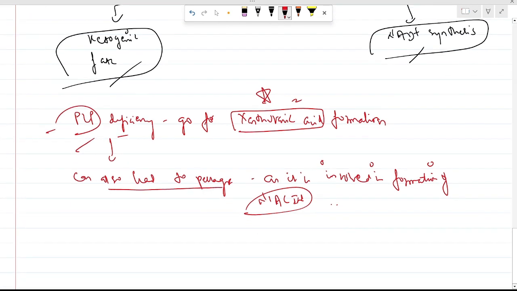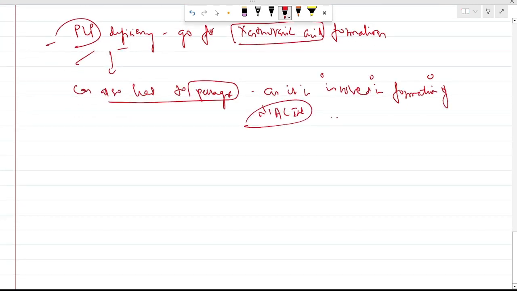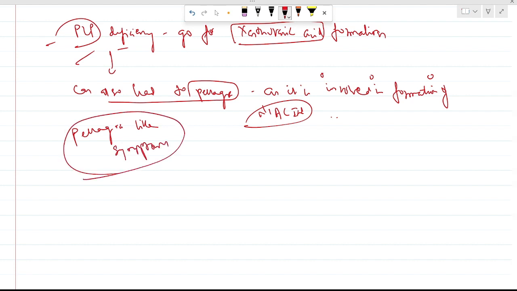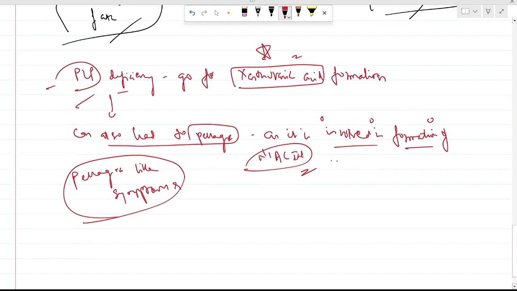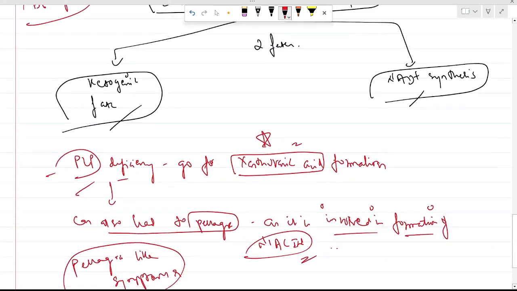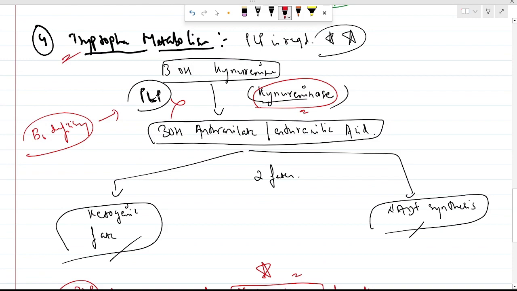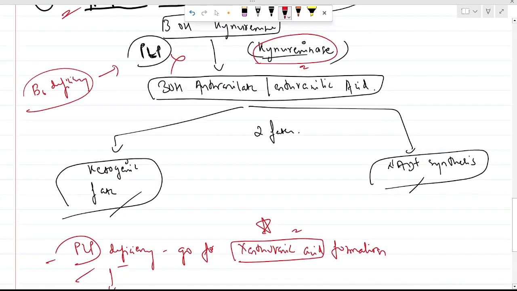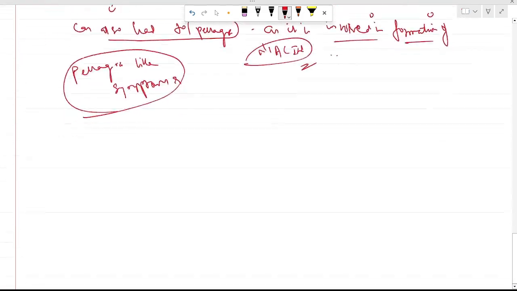Also can lead to pellagra, or you can also say pellagra like symptoms. Why? This PLP is also involved in formation of niacin. Niacin is derived from tryptophan amino acid. So all these things are connected. We need to remember and understand properly. So we have discussed this tryptophan metabolism.